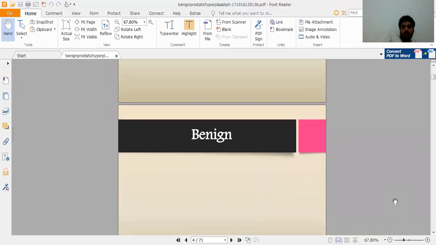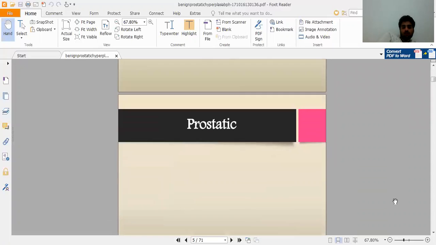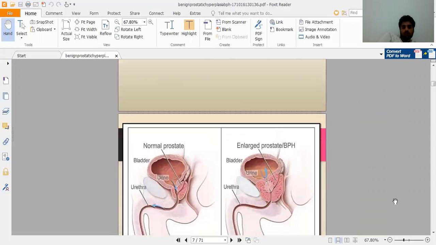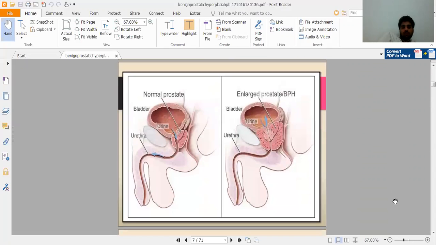Benign. In this picture, as you can see the normal prostate. Right side is the normal prostate, and on the left side of the picture you can see the enlarged prostate.